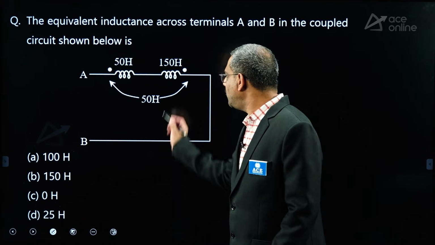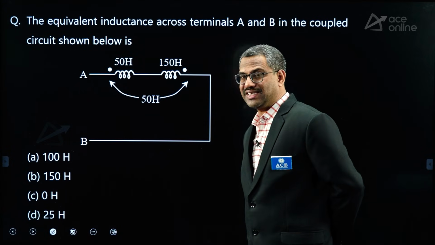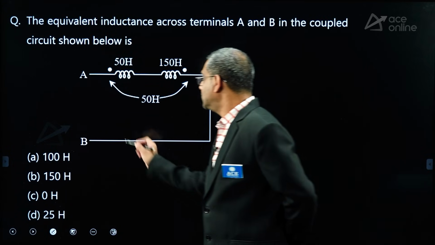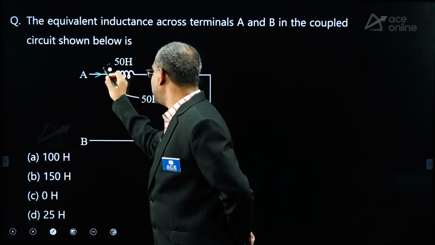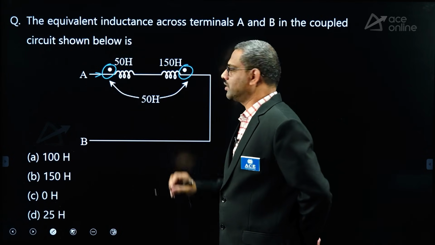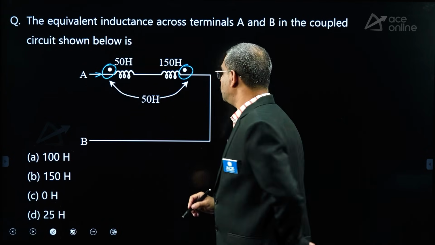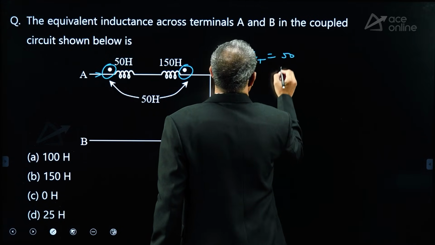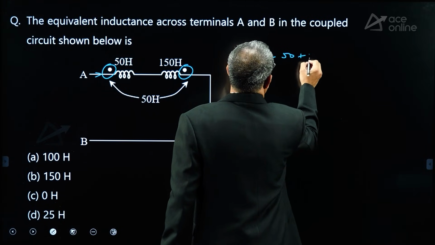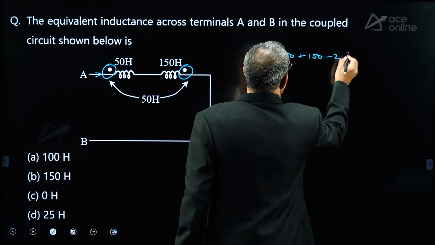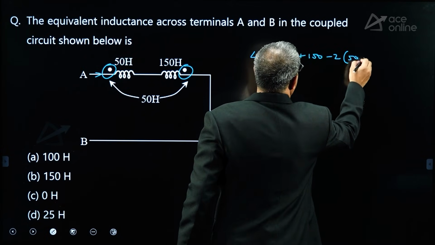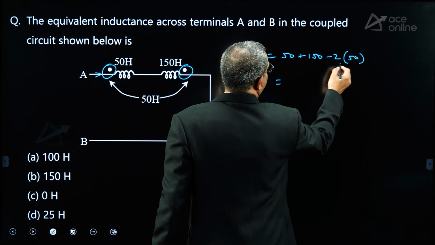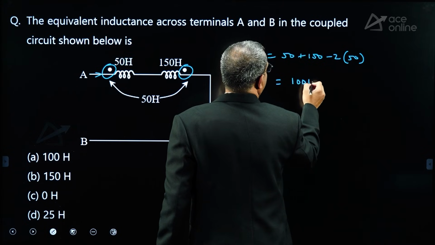Then the equivalent inductance. Now tell me, are these two coils series aiding or series opposing? Suppose the current goes this way: here current is entering the dotted terminal, here leaving the dotted. One entering, one leaving is mutual opposing. So for opposing, L total will be L1 plus L2 minus 2M, all in Henry. M is 50. So this is 150 minus 150 plus 50, 100 Henry.